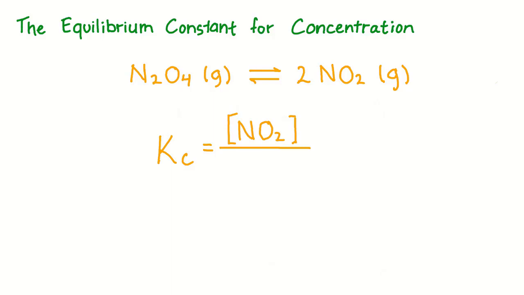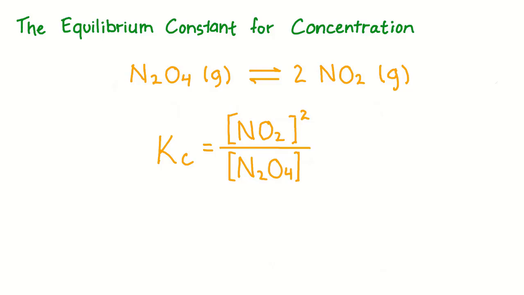The concentration of the product, nitrogen dioxide, goes on top, and the concentration of our reactant, dinitrogen tetroxide, will go in the denominator. Nitrogen dioxide has a stoichiometric coefficient of 2, so we'll raise its concentration to the power of 2. Dinitrogen tetroxide has an implied stoichiometric coefficient of 1, so we'll raise the concentration to the power of 1. Or we could just leave it off, because raising anything to the power of 1 doesn't change its value. So here is the equilibrium constant expression for this reaction. The concentration of nitrogen dioxide squared divided by the concentration of dinitrogen tetroxide.